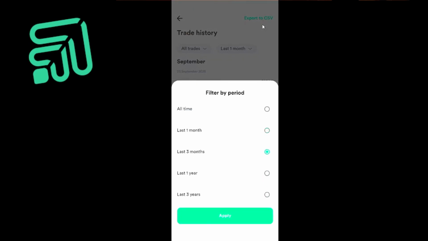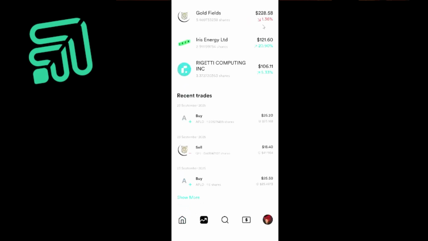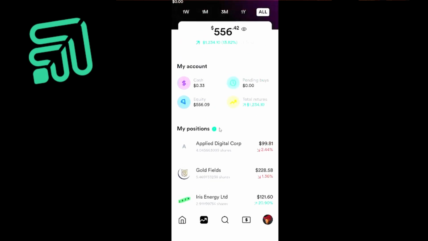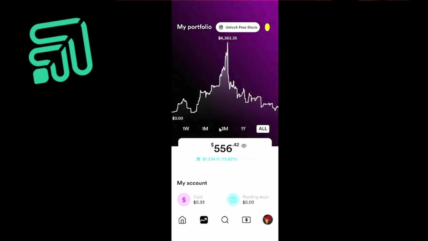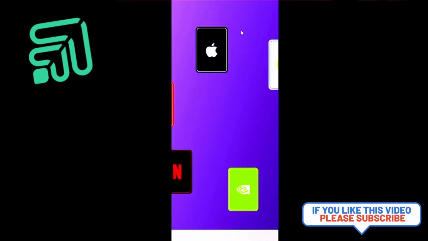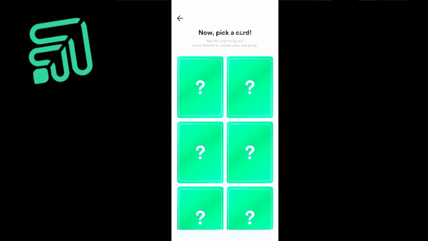Sometimes it will remind you that you missed some trades, or because you panic sell, you swap it with another and that one grew afterwards. So that's part of my portfolio. This one, unlock one, basically, if you invite friends over. So this is their promo for that.